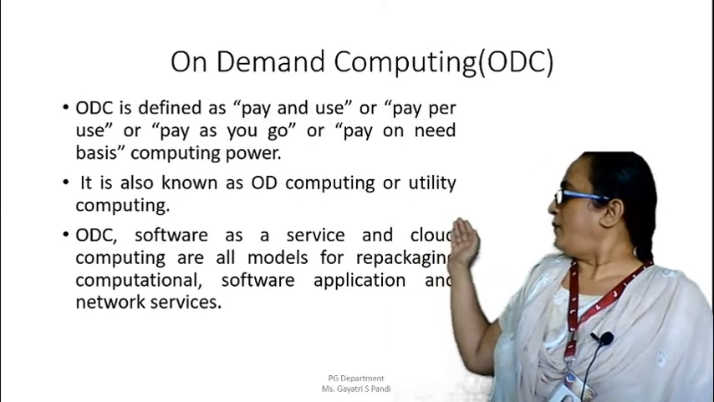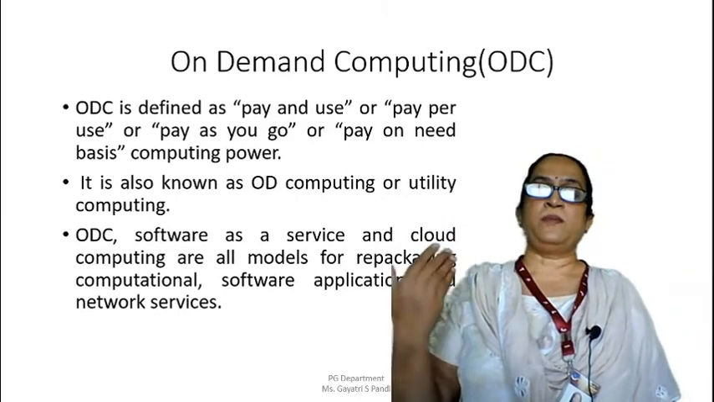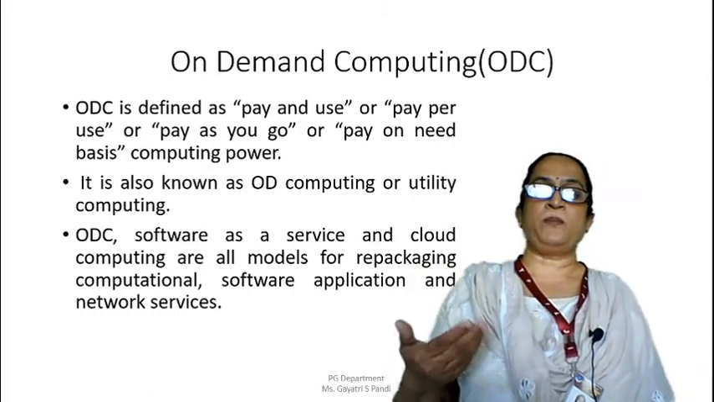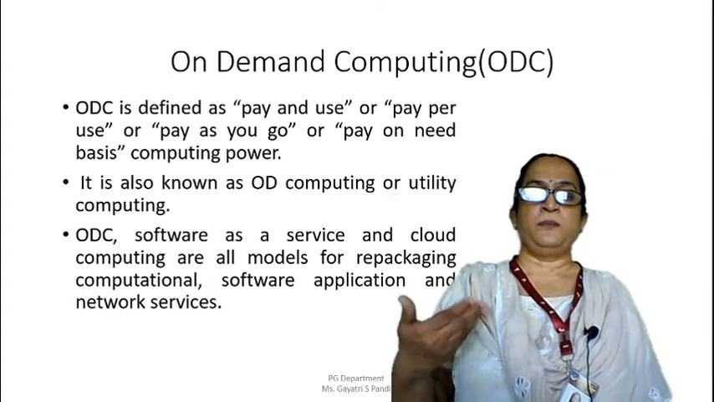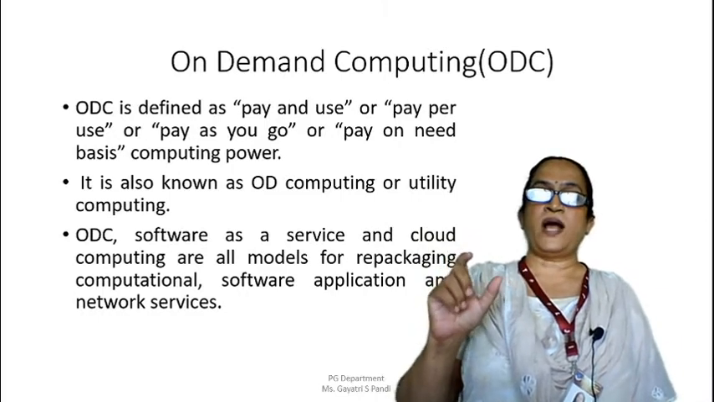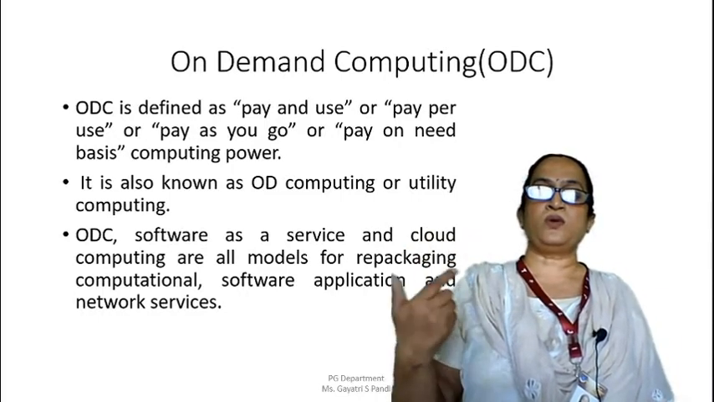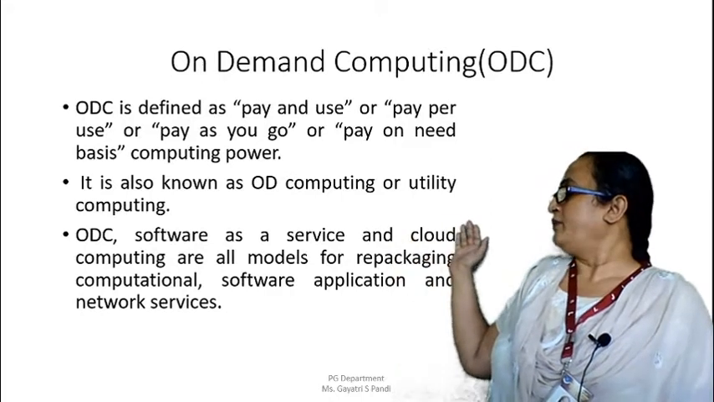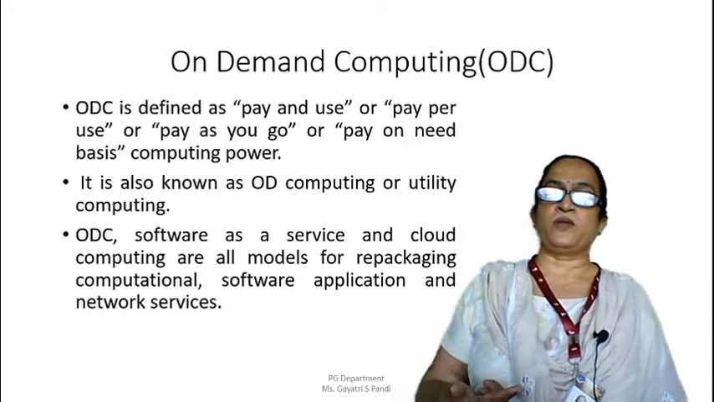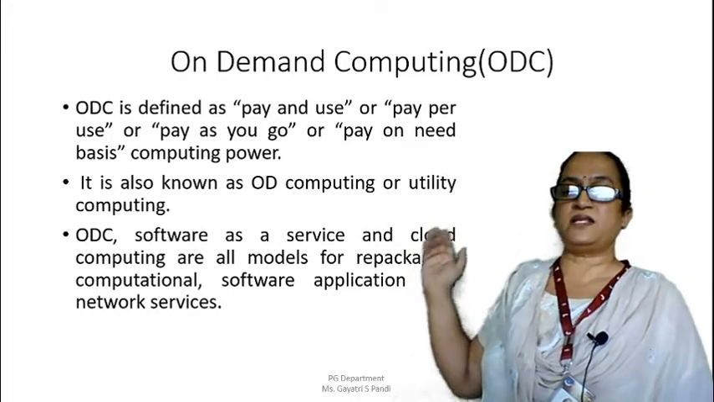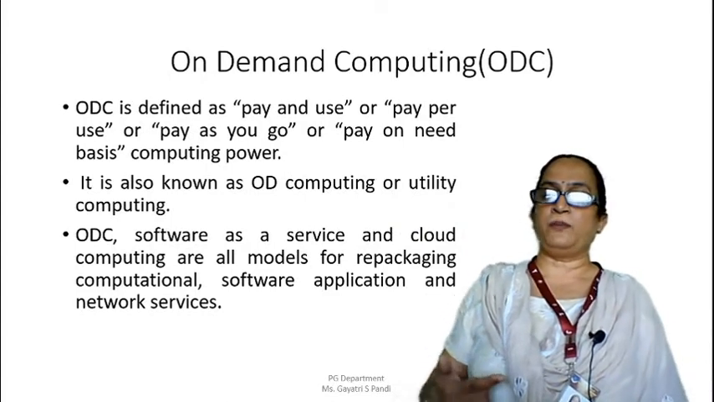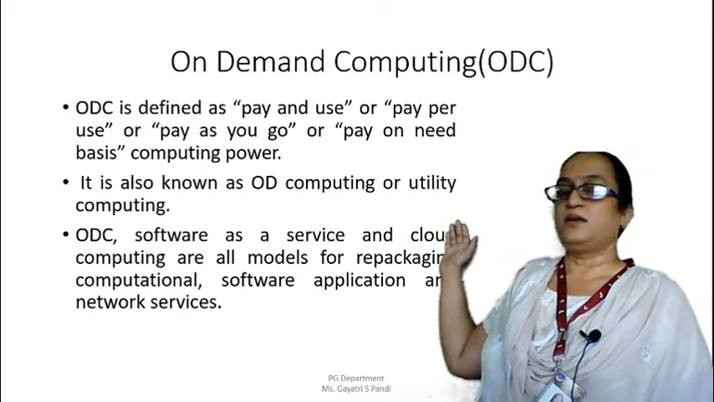Now ODC is normally, as I said, needed when you demand some resources. So you have to pay and use. So it could be pay per use, or pay as you go, or pay as you need basis computing power. So you have to pay only for the services you are using. As per your need you will have to pay. This is also known as OD computing or utility computing. That is why it is termed as on-demand computing or utility computing. So ODC is normally software as a service and cloud computing, where all the models help in repackaging computational software applications and network services.